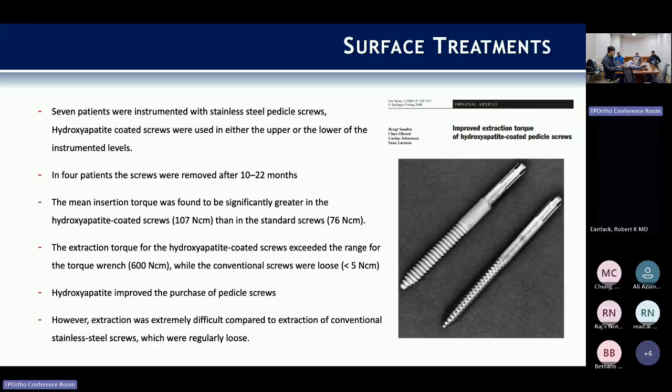In a human study, hydroxyapatite coated screws had significantly greater insertion and extraction torque compared to uncoated screws. These were removed at between 10 to 22 months and showed higher bony integration. However, they are significantly harder to remove and can provide some challenges when doing revision surgery.